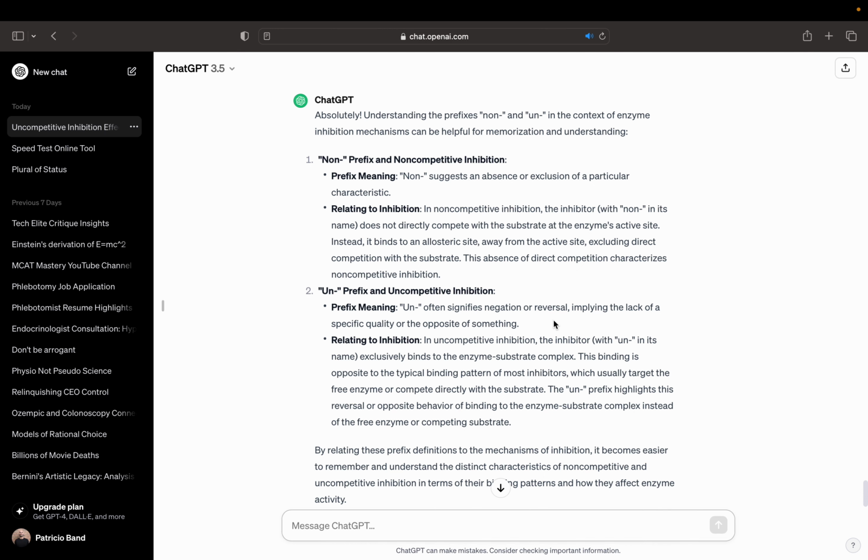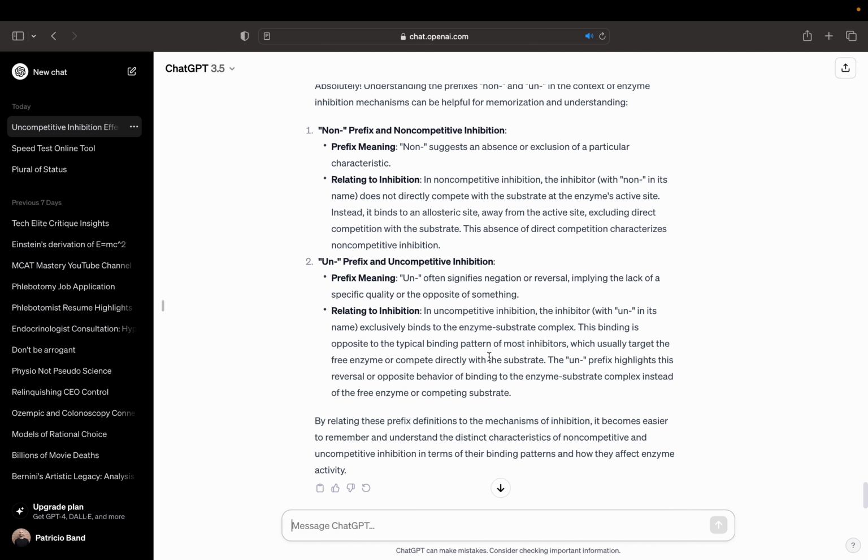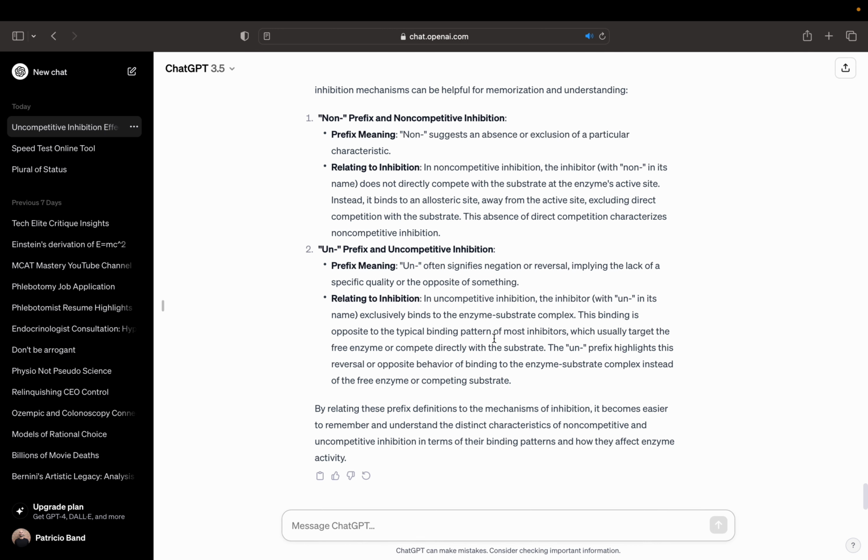Un, lack of a quality: exclusively binds to the enzyme substrate complex, opposite to the typical binding pattern of most inhibitors, which usually target the free enzyme or compete directly with the substrate. So reversal or opposite behavior of binding. The un prefix highlights this reversal or opposite behavior of binding to the enzyme substrate complex instead of the free enzyme or competing substrate.